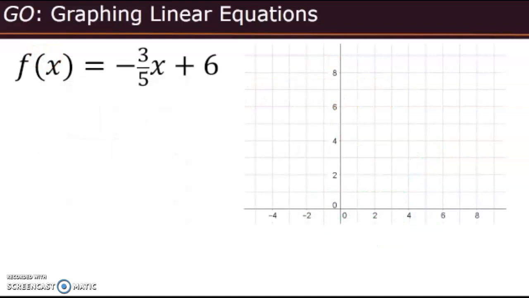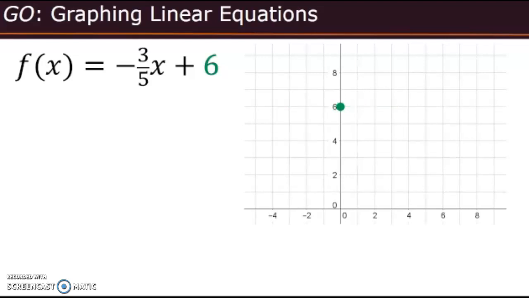Graph the function f of x equals negative 3/5 x plus 6. This function has a y-intercept of b equals 6, indicating that the line must cross the y-axis at y equals 6. So, to graph the line, we will start by plotting the point that we know it must pass through, (0, 6), and then use the slope to find another point on the line.